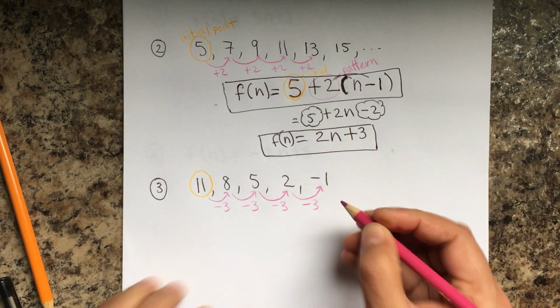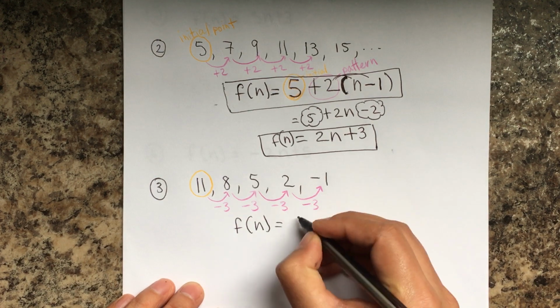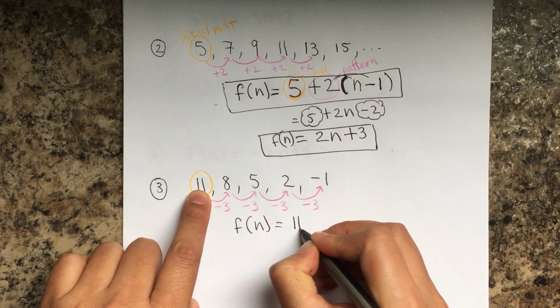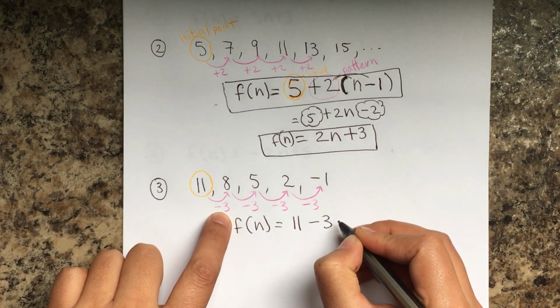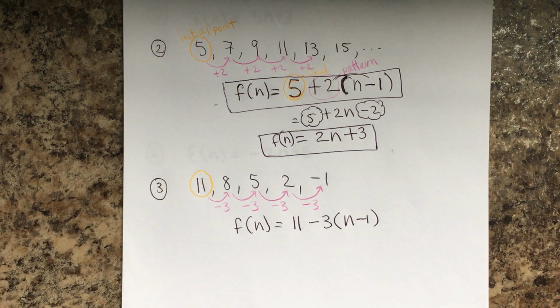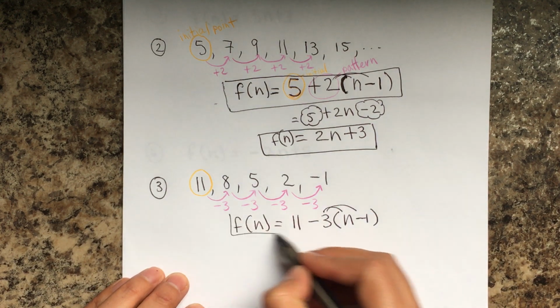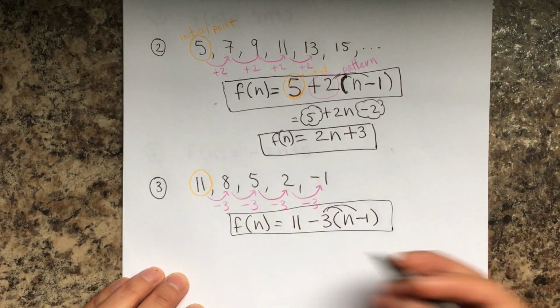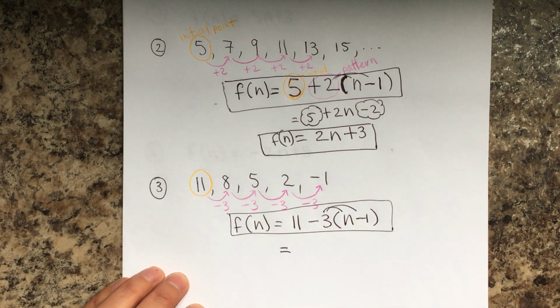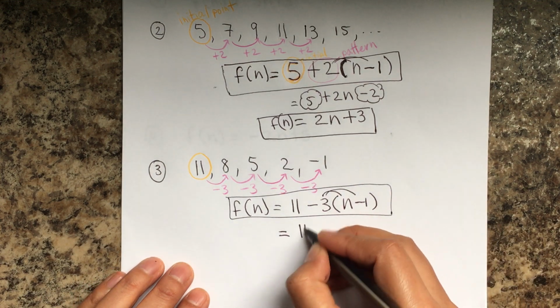Okay, so subtracting 3. Again, it's going to be f of n equals initial point, pattern, n minus 1. Okay, that's the answer. Initial point, the pattern, and then the pattern is being multiplied by n minus 1. Distributive property, remember that this can be the answer, but if you want to simplify or your teacher or professor asks you to simplify, then you need to do this next step.